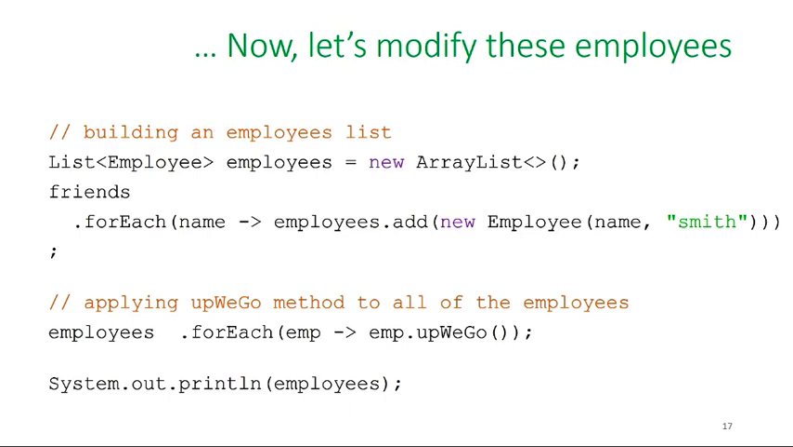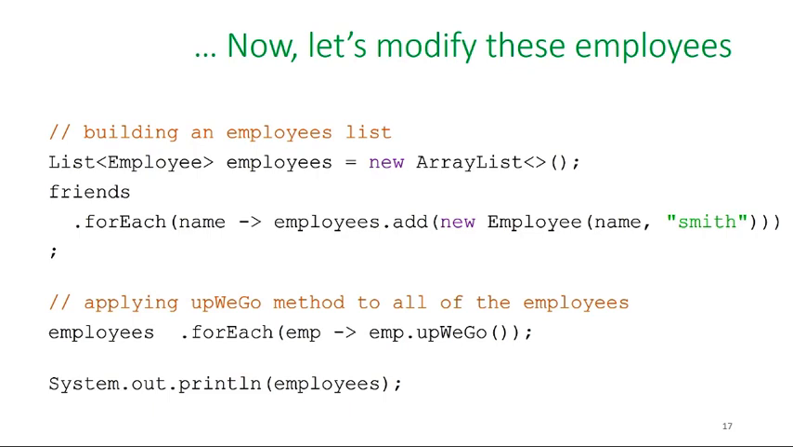After that, we do friends.forEach. We use our list of names just to generate names for our employees. For each element in the friends collection, we take the name, and we add to our employee list a new employee object with the name as first name, so the name that we got from the list friends, and the last name is always Smith. So we create pretty much a list of employees from our list of friends.